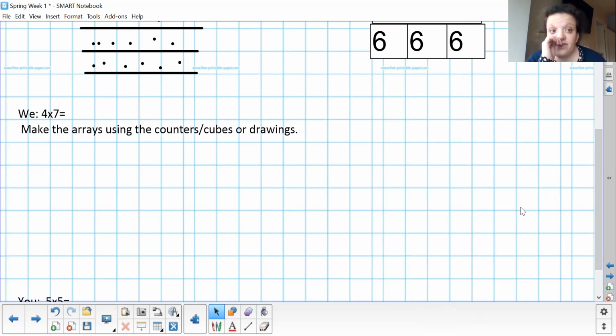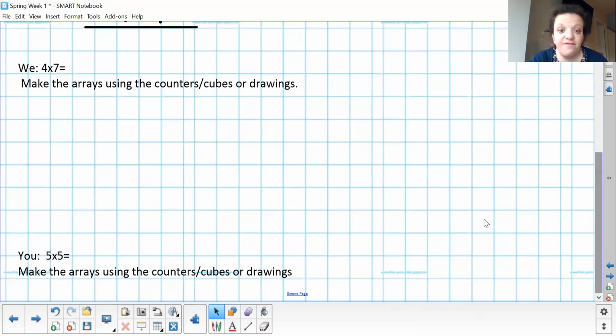Okay, well done if you did that. That's absolutely fantastic. Now we're going to have a go at 4 times 7. So 4 groups of 7. So how many rows am I going to need? Well, I'm going to need 4 because I've got 4 groups.